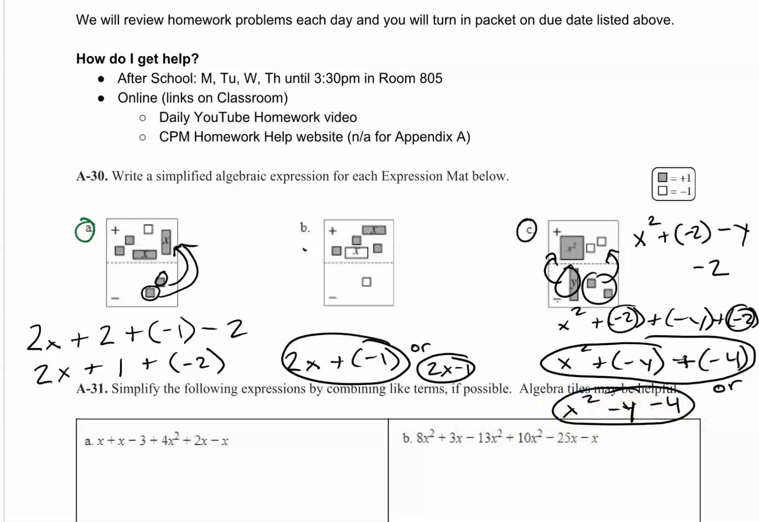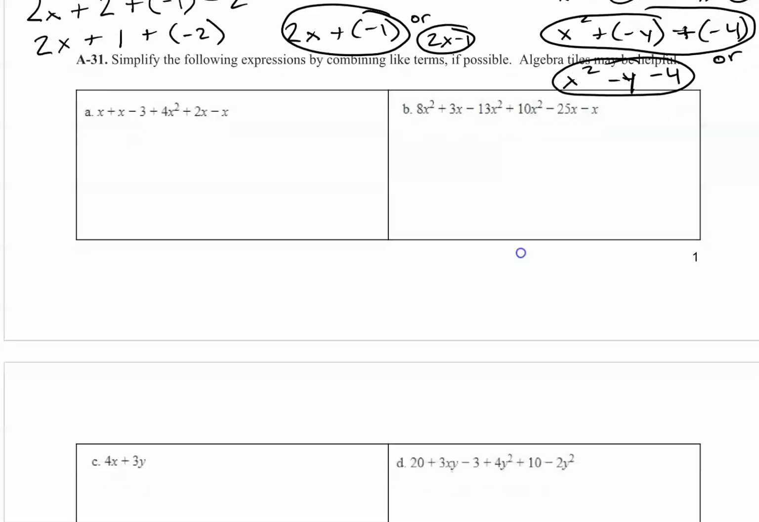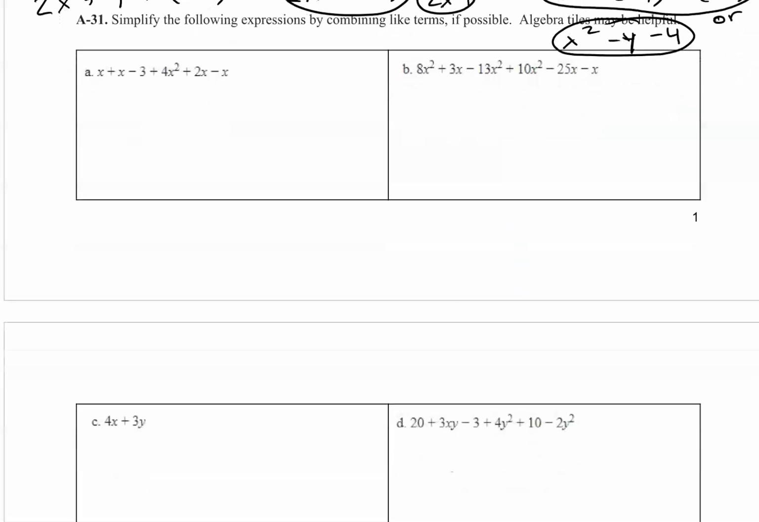Okay, next, A-31. Simplify and combine like terms. Be careful, this one actually has 4 parts, A, B, C, D. So I will do A, I will do D. For part A, let's look for the x squared terms first. X squared is right here. There's only one of them, so nothing to do there.